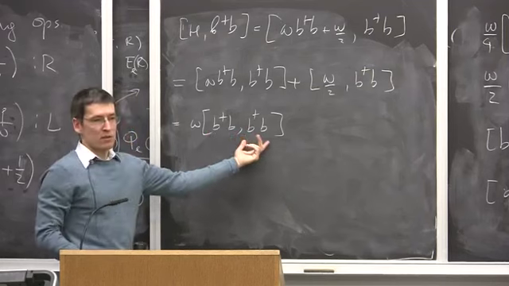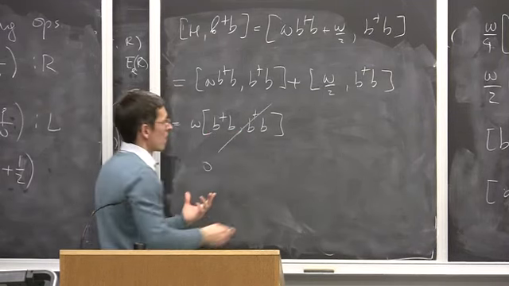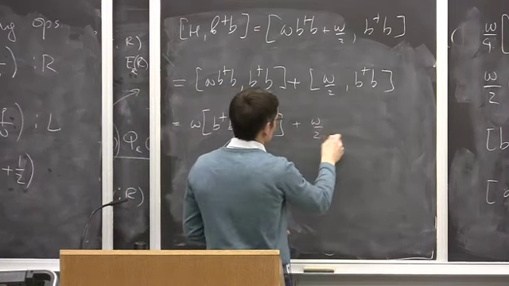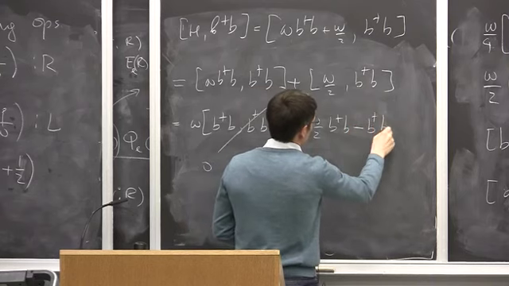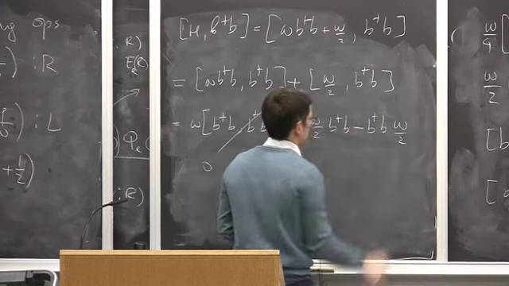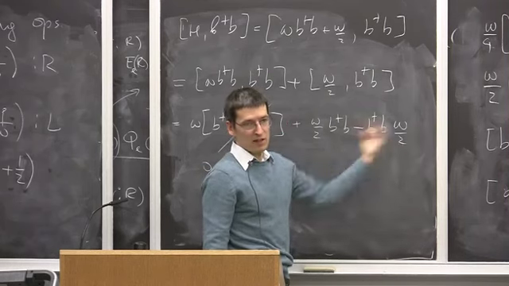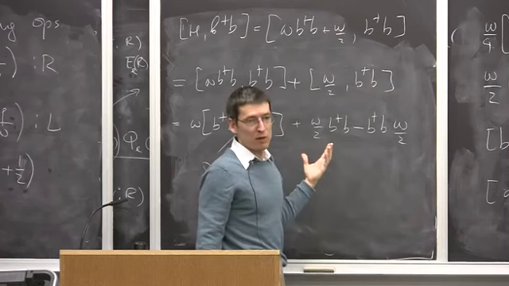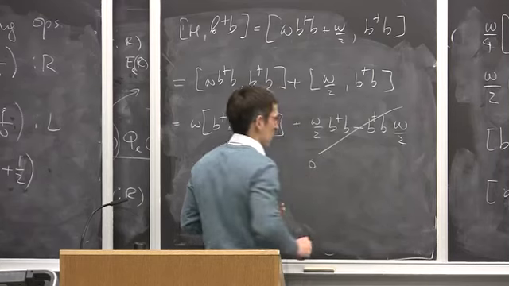Any operator commutes with itself, right? So this is 0. Then here, what do we have? Omega divided by 2 b dagger b minus b dagger b omega divided by 2. It's a constant. You either multiply a function by a constant and then act with some operator, or you act with the operator and then multiply by the constant. The result will be the same. So this is also 0.